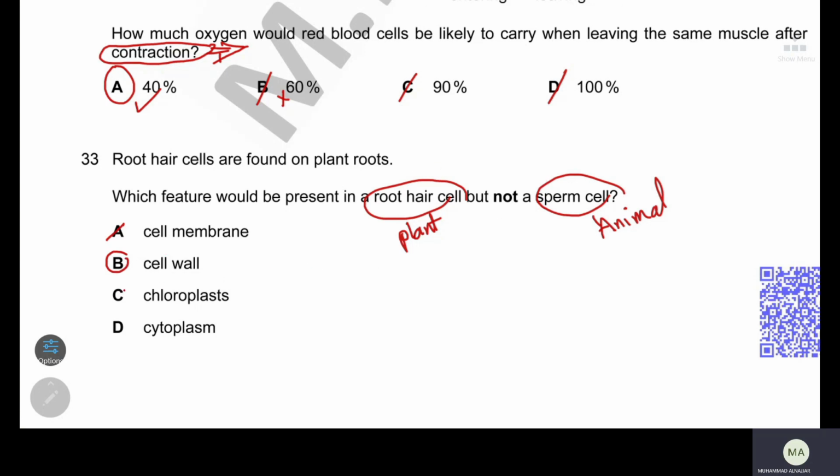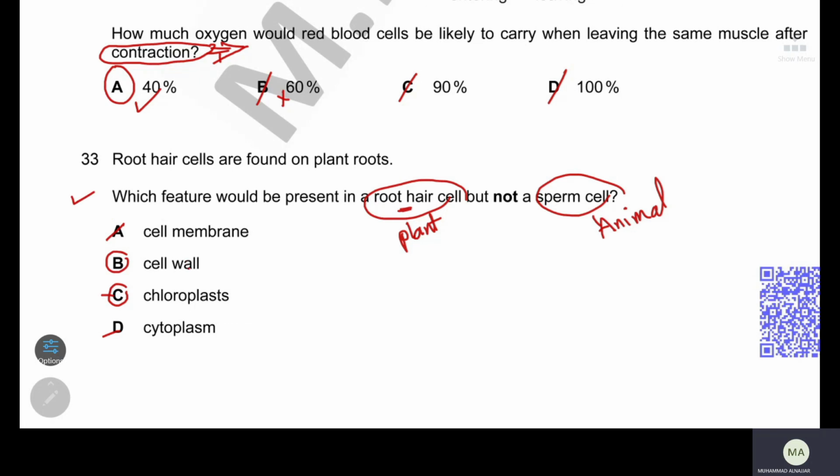Chloroplast, which feature is present in root hair cell but not in a sperm cell? Yes, chloroplast is found only in root hair cells. Here, cytoplasm, it is found in both. So, which feature would be present in a root hair but not a sperm? Yeah, in the root hair, there is cell wall and there is chloroplast. So this is not a well phrased question as well. Both cell wall and chloroplast. So the phrasing of this question is incorrect.